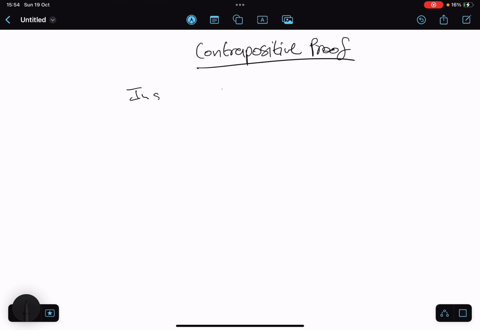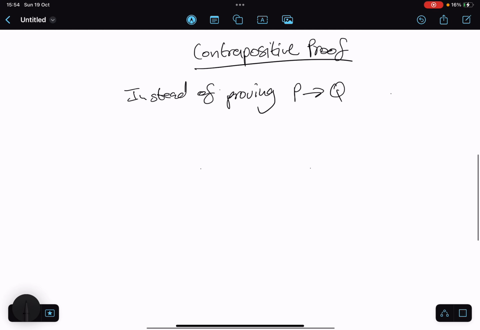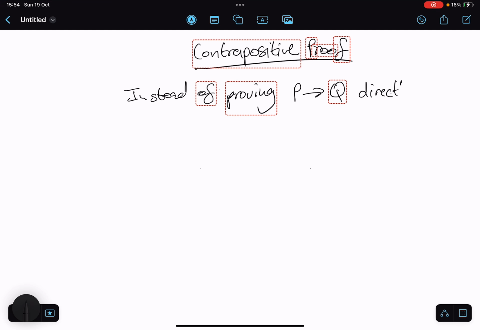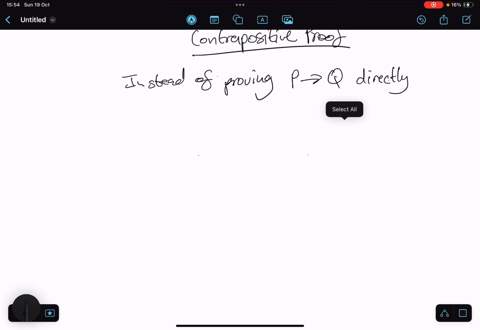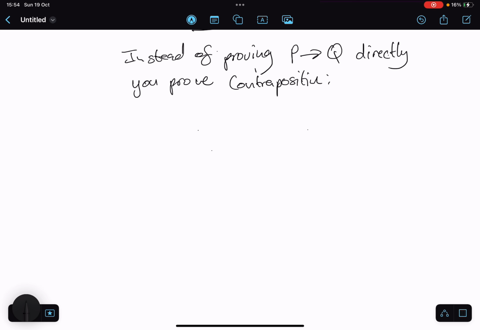Instead of proving that P implies Q directly, here you prove the contrapositive, which says the negation of Q implies the negation of P. So what does this mean?